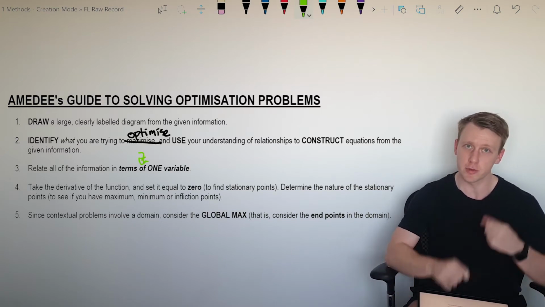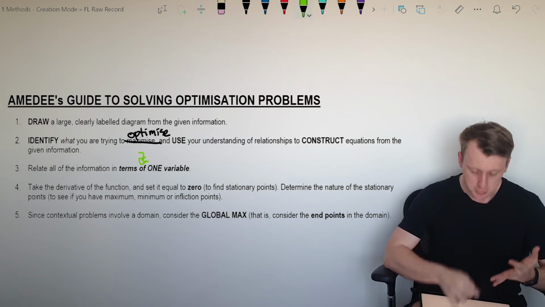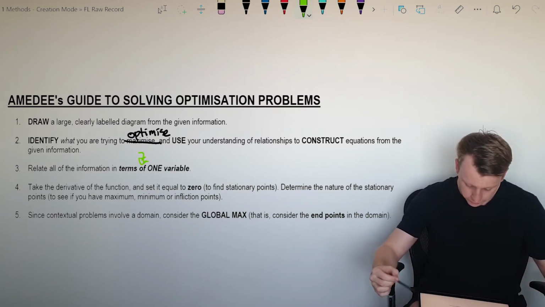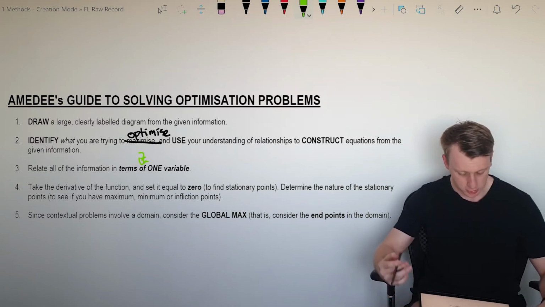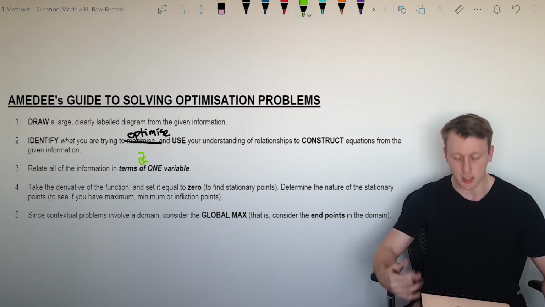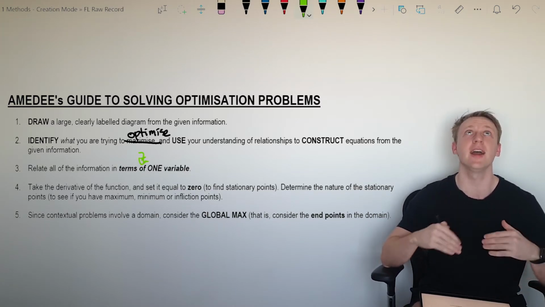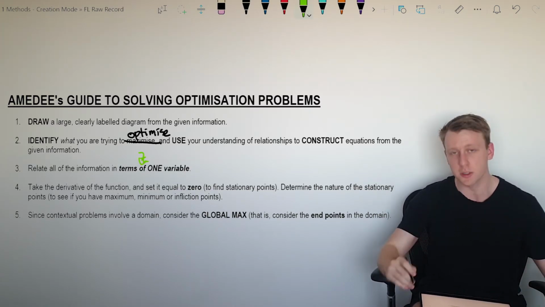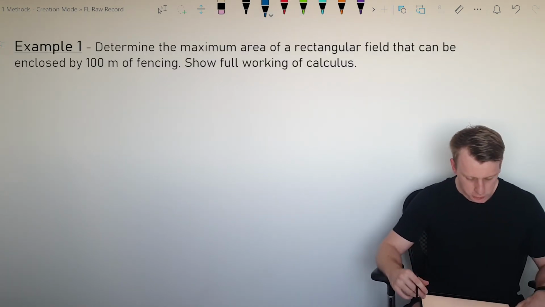I can take the derivative of a function, I can find the maximum of a function, I can determine the nature of stationary points of functions, so I can do all of this calculus stuff. And since contextual problems involve a domain, we are going to be considering the global max. So when we find our maximum points, we also need to look at the end points of our domain. Let's plug through this first problem here.